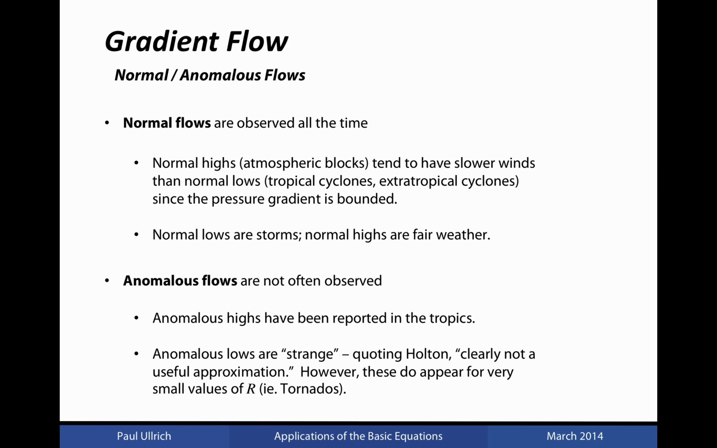Anomalous flows were not touched on in too much detail in this lecture, but they're not often observed in nature. For most large-scale motion, normal lows and normal highs are the dominant flow pattern. With that said, anomalous highs have been reported in the tropics, and they are a physical solution of the gradient flow equations. But anomalous lows, on the other hand, are considered strange and often not a useful approximation. However, they do appear for very, very small values of the radius of curvature, such as in the case of cyclostrophic balance or tornadoes, as we've seen earlier in this lecture.